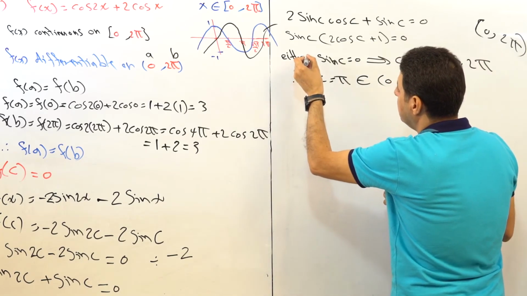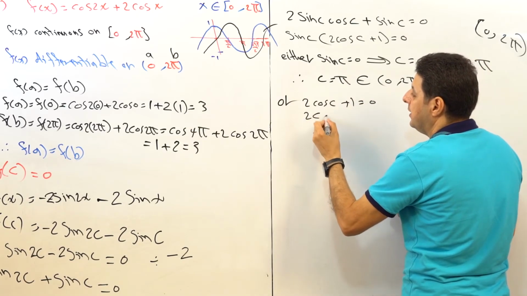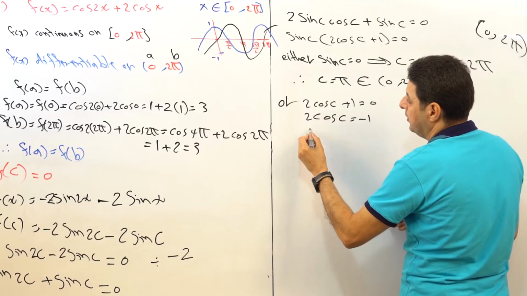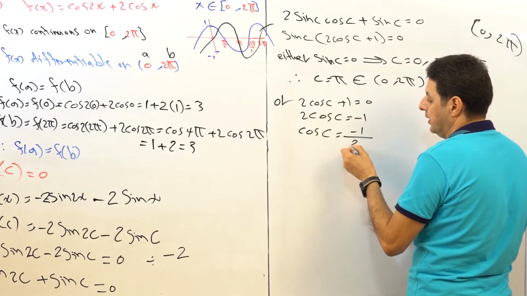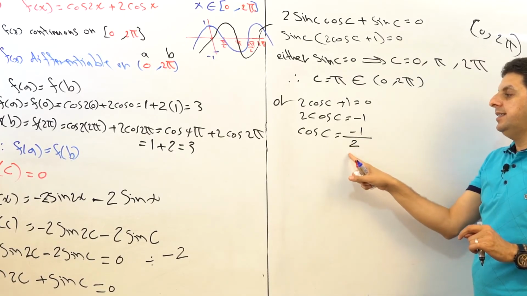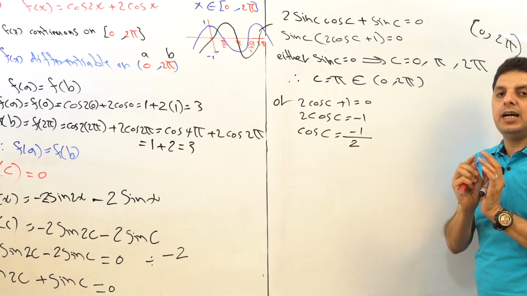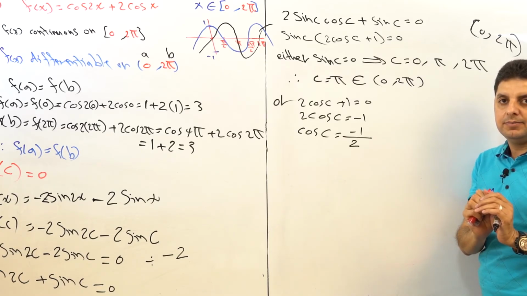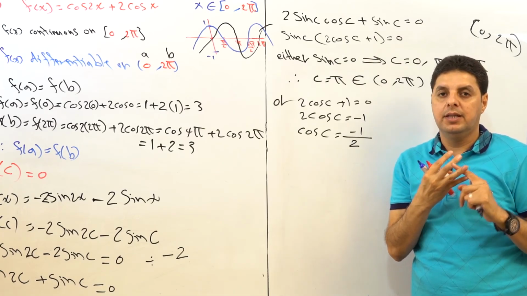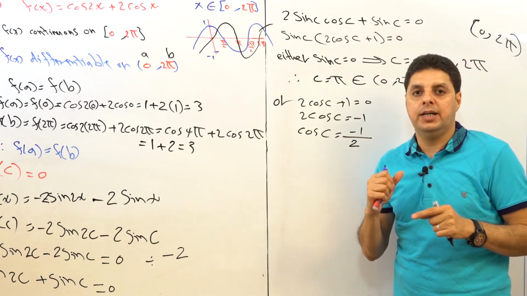Or 2 cosine c plus 1 equals 0. Then 2 cosine c equals negative 1, so cosine c equals negative 1 over 2. Look, cosine c equals one half, without the negative, for the angle pi over 3, that is 60 degrees. The negative indicates that the cosine is in the third quarter and the fourth quarter, as we learned, dear student.